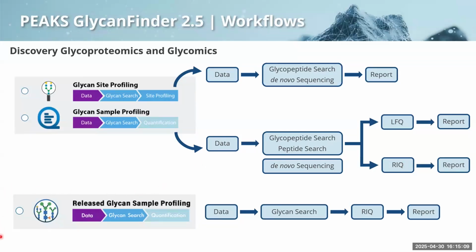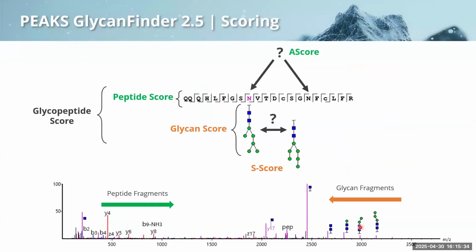Then for the released glycan sample profiling, which is new in GlycanFinder 2.5, you start with your data. It will undergo a glycan search, so there's no protein database involved because these were released glycans. And then you have the option of performing a reporter ion quantification. So these are the workflow options that we present in Peaks. I'll also go through the targeted workflow a little bit later. But first, I'm going to talk a little bit about the scoring that we do in GlycanFinder.